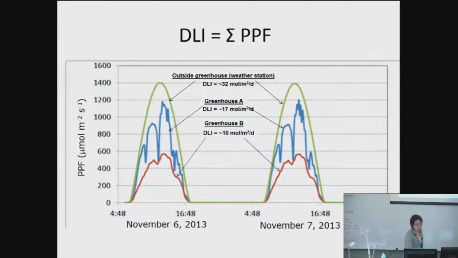The outside level is in green, one greenhouse is blue, and the other one is in red, showing the actual diurnal changes over 2 days recorded in November. And I computed DLI based on this instantaneous value. The instantaneous value is the PPF per second value. So if you know it every second, then you just sum it up, right?